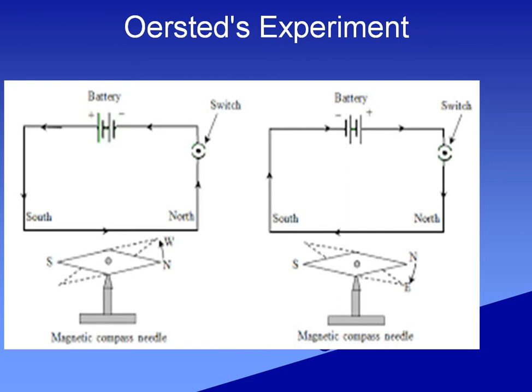So from these two experiments he concluded that whenever current is flowing through a wire, a magnetic field is produced, and the direction of the magnetic field depends on the direction of current, and the strength of the magnetic field depends on the strength of the current. This was his conclusion. Okay, is it clear?